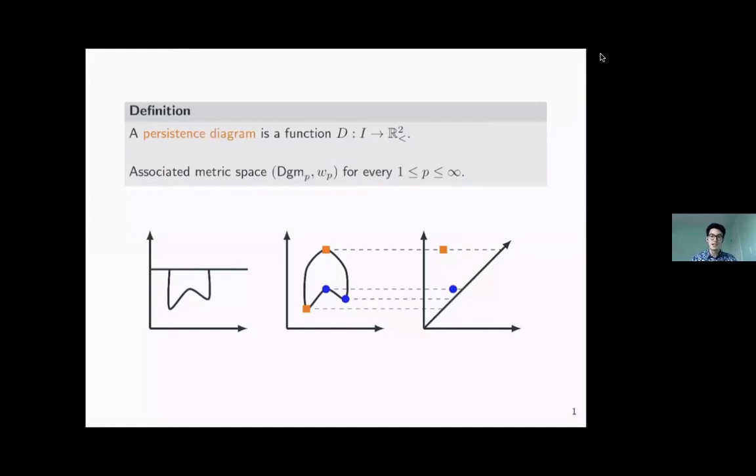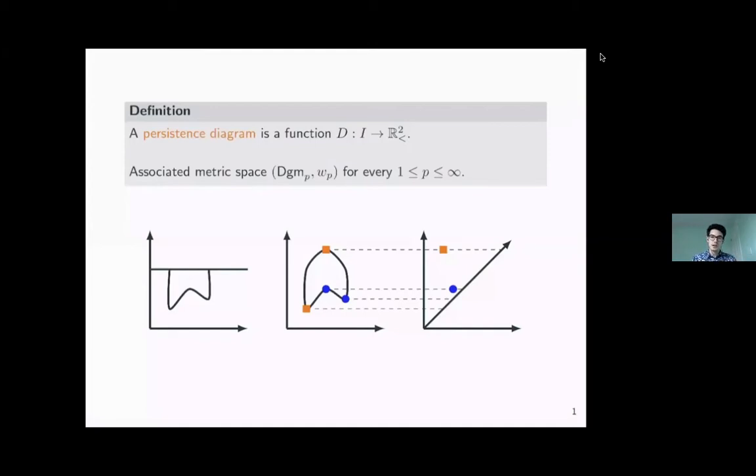This is a kind of abstract metric space on its face, but it's motivated by a very specific example, which is persistent homology. If you have a filtered topological space, you can track the appearance and disappearance of homological features through this filtration. This gives you one of these persistence diagrams. In practice, we typically work with finite persistence diagrams. So that's why we're interested in the elements of this metric space.